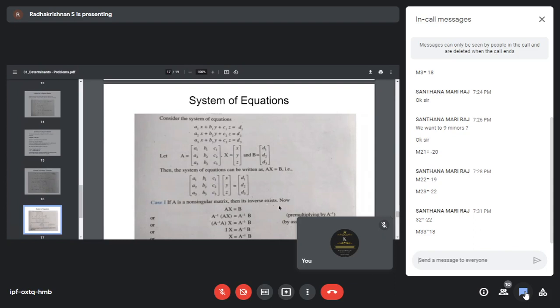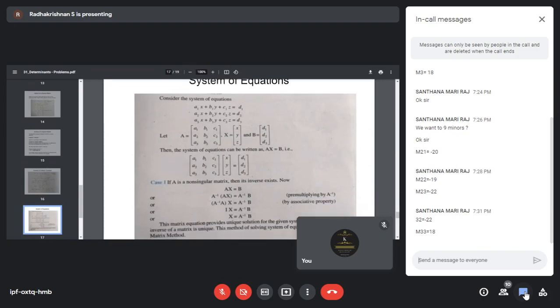So if assuming that A is a non-singular matrix, then its inverse exists. அப்ப என்ன ஆகும்? AX equal to B. So you multiply by inverse on both sides. A inverse into AX equal to A inverse into B. That means I into X equal to A inverse into B, or X equal to A inverse into B, because any matrix into I unit matrix is going to give the same matrix. So X equal to A inverse into B.